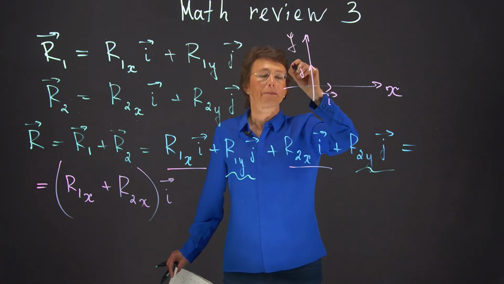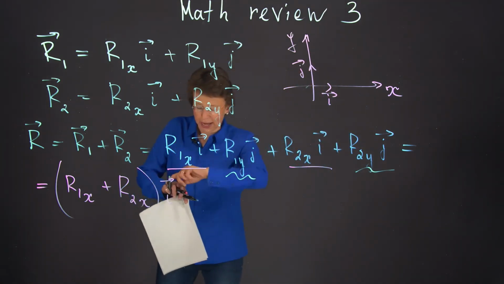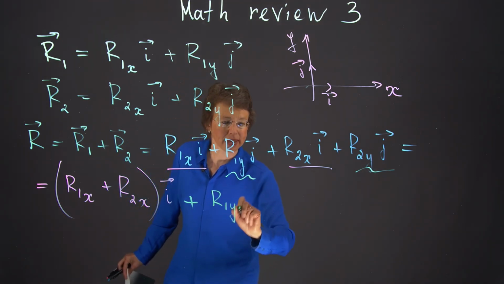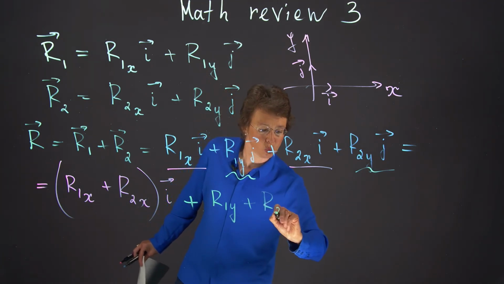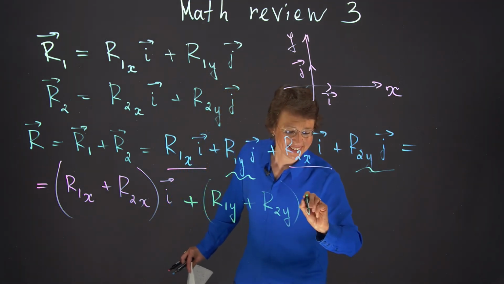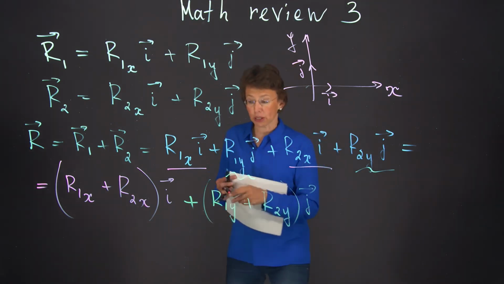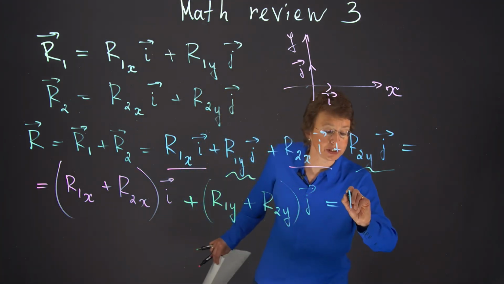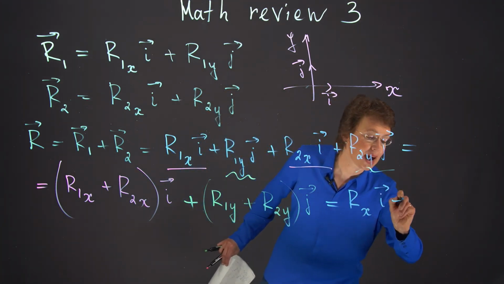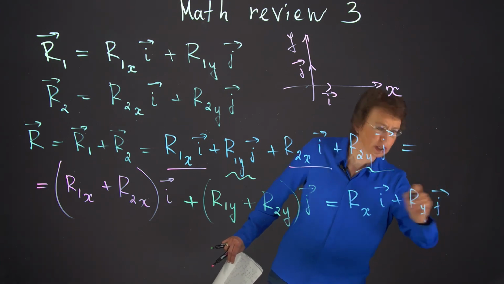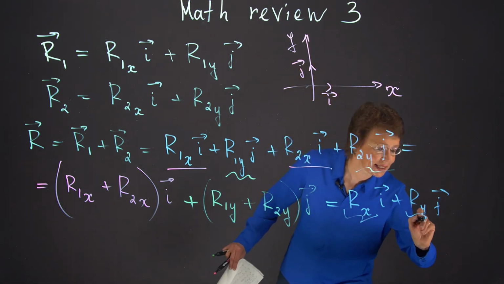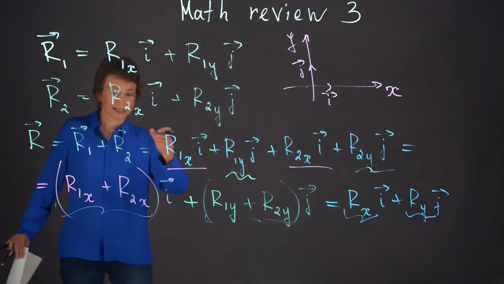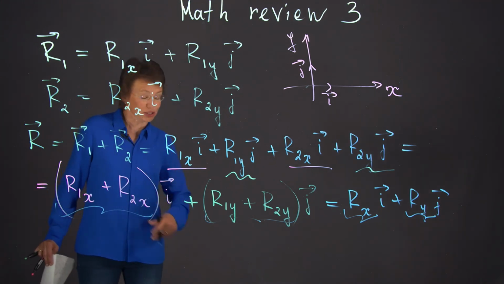And then let's do it for j. With j, I have r1y plus r2y. At the same time, I know that this vector r could be written in terms of components as r x i plus r y j. So what do we do? To find the x and y components of the resultant, we just add the x and y components of both vectors.